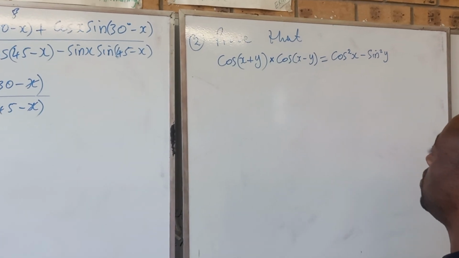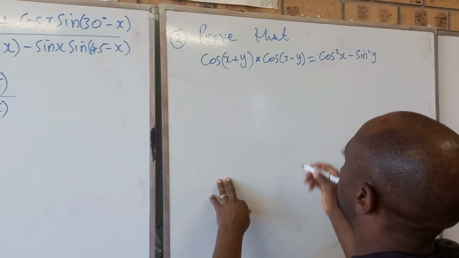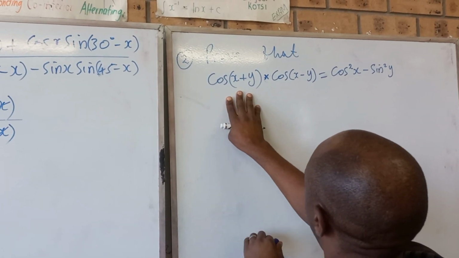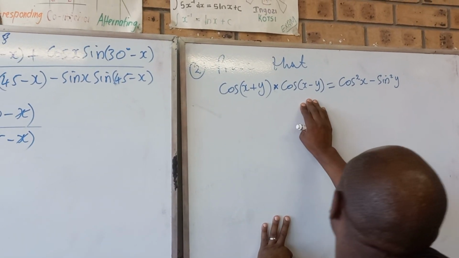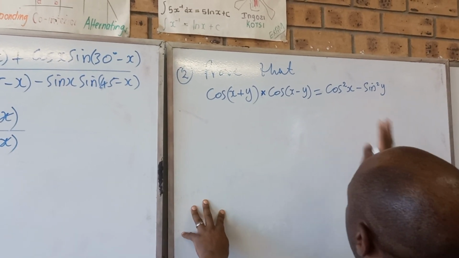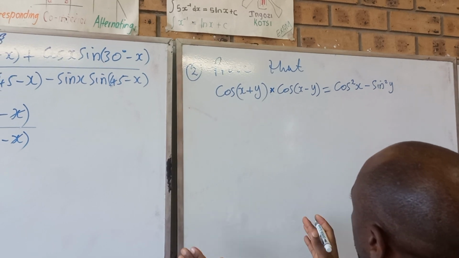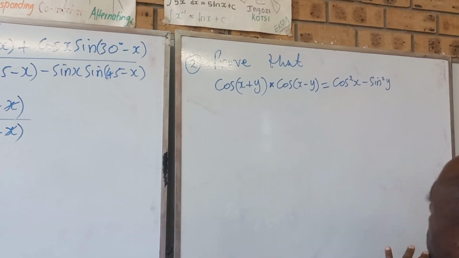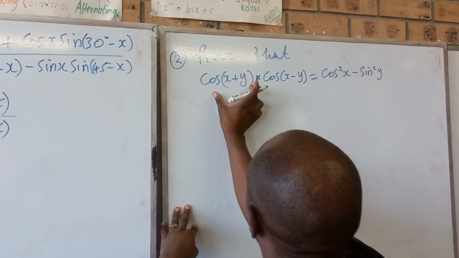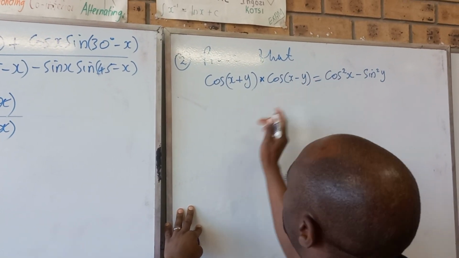Let's now come back to another proof. In this case, this is a multiplication sign. We are proving that cos(x plus y) multiplied by cos(x minus y) is cos square x minus sine square y. With proofs, we all know that you choose one side and work with it until you get the other one. And if you are a smart person, you will always choose the side that corresponds to formulas.